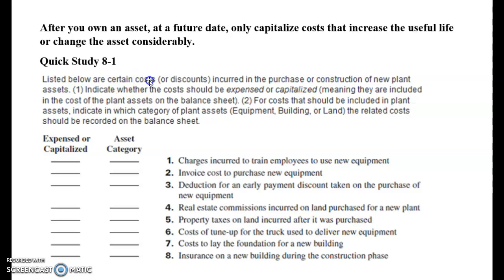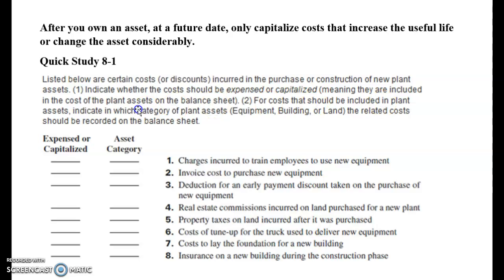Listed below are certain costs or discounts incurred in the purchase or construction of a new plant. Indicate whether these costs should be expensed or capitalized. Capitalized means they are included in the cost of the plant asset on the balance sheet. And if they're in the cost of the plant asset on the balance sheet, they are depreciated. So the question is to expense now or to expense later. Really, that's what we're doing. We're capitalizing and expensing over time later.